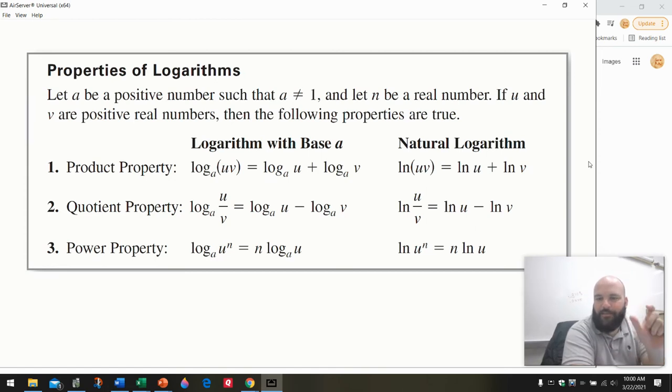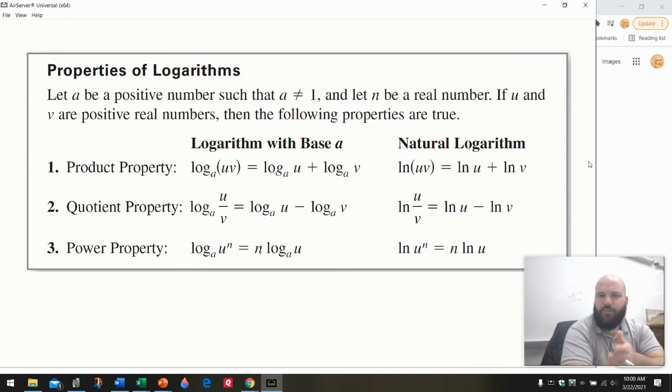If you're logging something and then you're logging something else after it, like this, you can put those two somethings together and log a product of those two things. So that allows us to either expand or condense an expression.